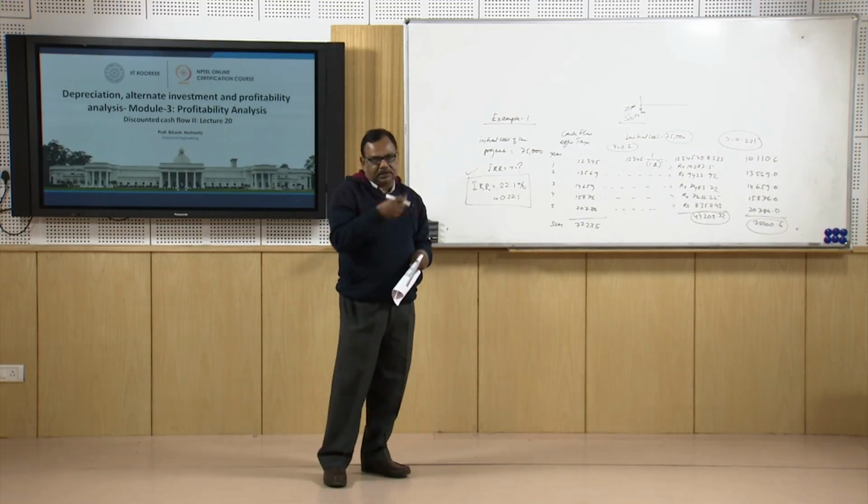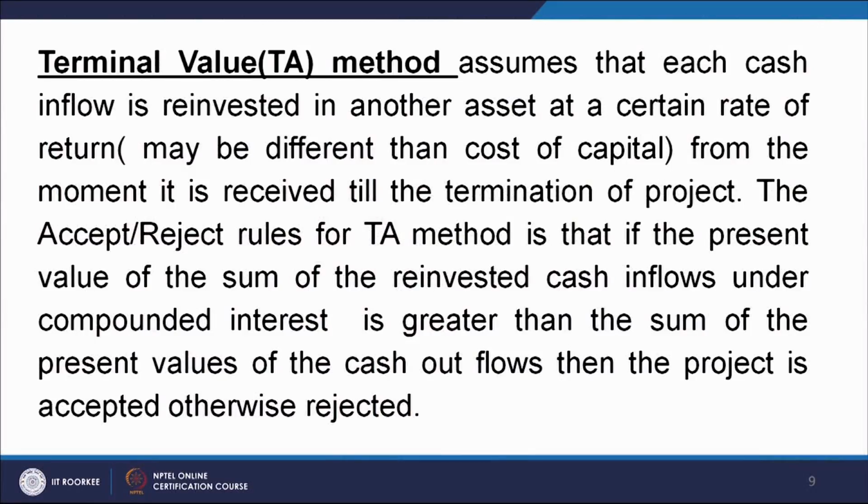Now let us take the terminal value (TA) method. The TA method assumes that each cash flow is reinvested in another asset at a certain rate of return, and this rate may be different than the cost of capital, from the moment it is received till the termination of the project.